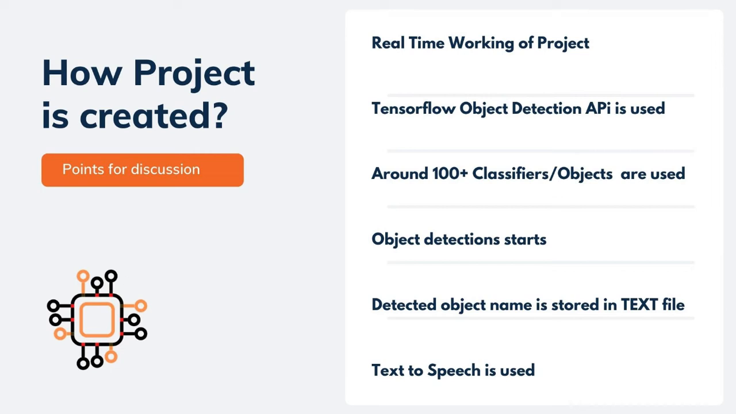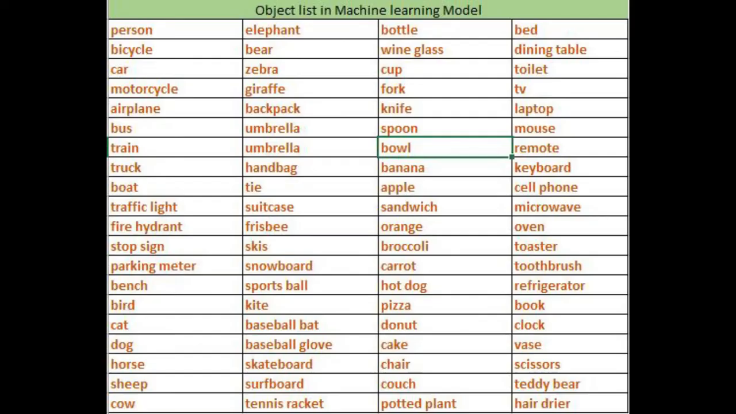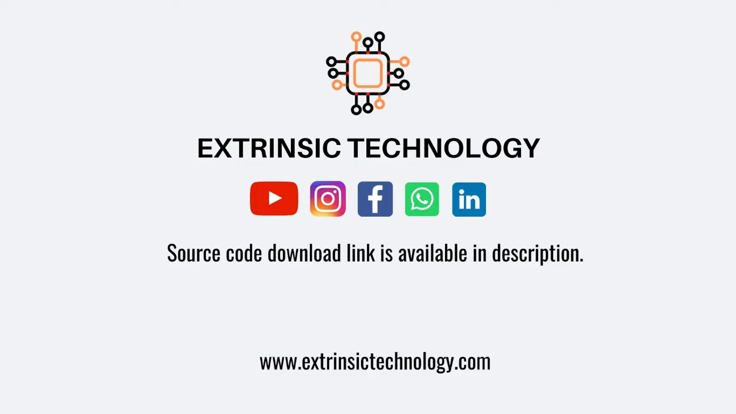The application of this project is not only for blind people, but also for those who are willing to enhance their career in deep learning, artificial intelligence and machine learning. For example, this project can be implemented in a driverless car or any AI related project. You can see the list of objects which is already present in the machine learning model, which will be converted into speech.